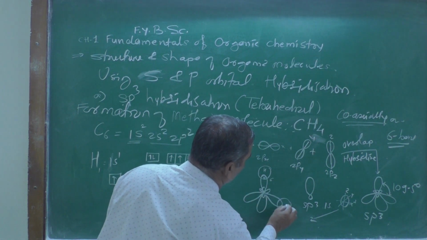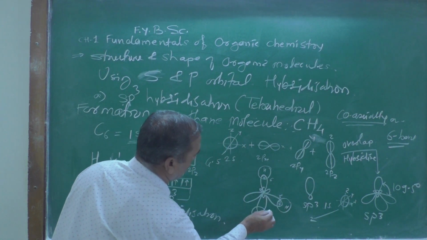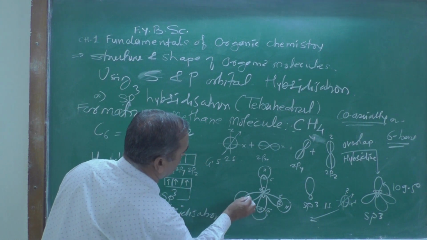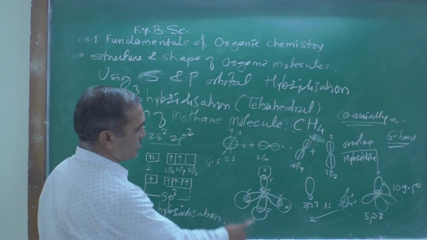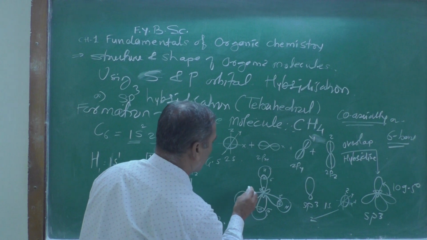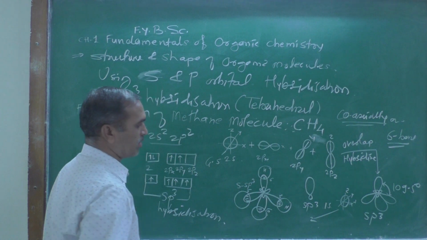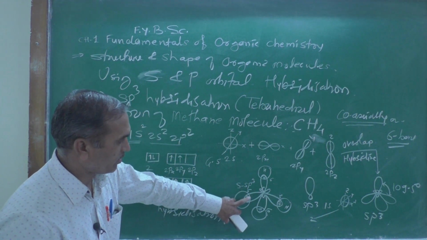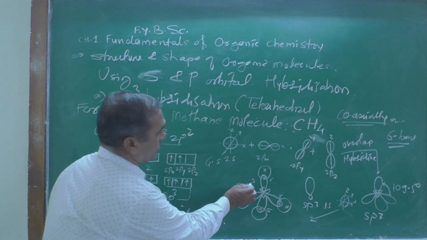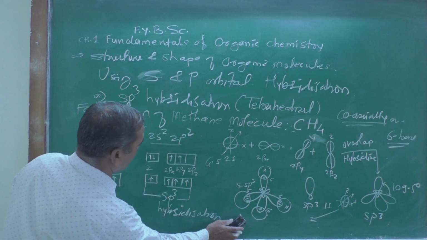Here is another hydrogen atom which is forming a sigma bond over here, another hydrogen atom which is forming a sigma bond here, and another hydrogen atom which is forming a sigma bond here. How does the overlapping happen? One s orbital and one sp3 atomic orbital overlap coaxially, and we get the formation of the sigma bond. This is the representation of the formation of the methane molecule.